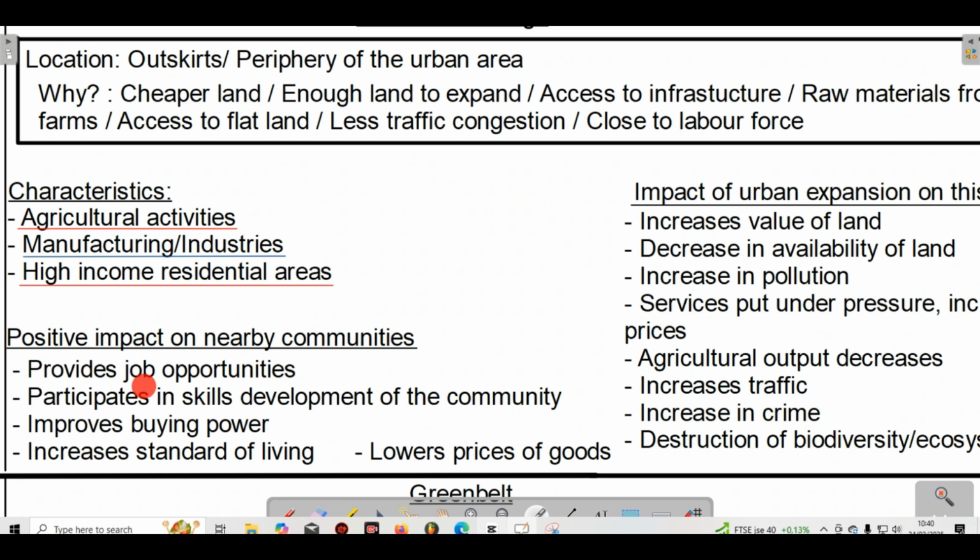So it provides job opportunities, these heavy industrial areas. They also participate in skills development of the community, and it also improves the buying power. Because now you've given someone a job, they are able to buy things that they could not afford before. So this means that you have improved their buying power. Now they are able to buy more things than before. This increases the standard of living.